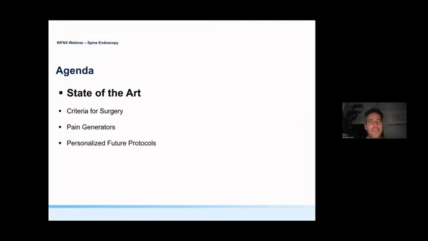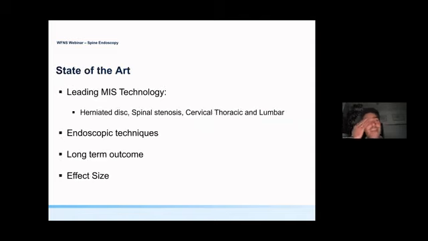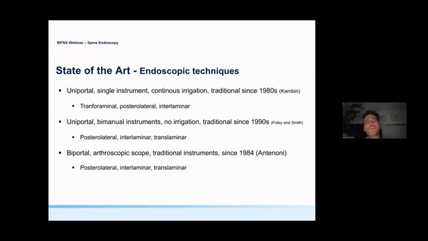So let's start with the state-of-the-art endoscopic techniques. We know that with endoscopic techniques, and this has been well documented in the literature, we can not only treat lumbar disc herniation or spinal stenosis, we can also treat pathologies in the cervical, thoracic, and lumbar spine. And even now with the fusion techniques, we can treat instabilities or even deformity. If we talk about endoscopic techniques, endoscopy actually is a tool of visualization, and you have different techniques where you can visualize the surgical field using an endoscope.